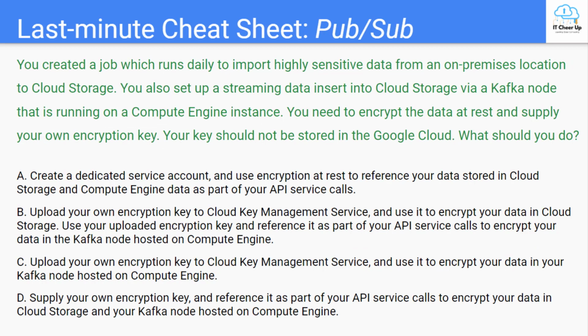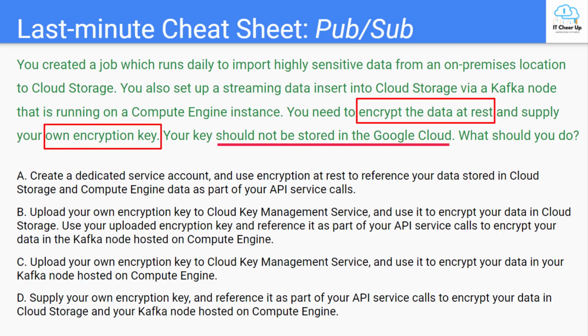How about this one? Pause the video and try to answer it yourself. Ready? This question requires you to do client-side encryption prior to sending your data to cloud storage. Two components need to be considered in this encryption at rest: cloud storage and Kafka load. So you need to supply your own encryption key as part of the API service call to these two components. The correct answer is D.